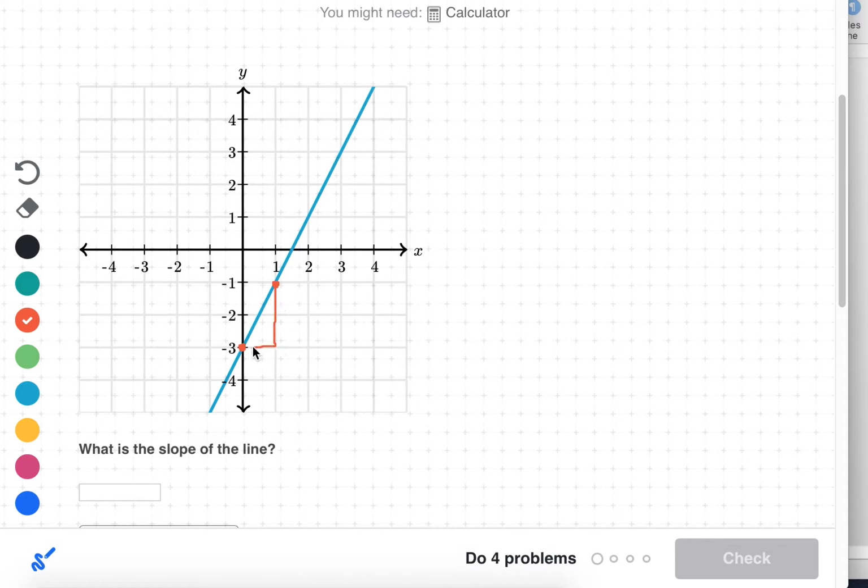Then draw a little triangle, and let's find the rise. That's going to go in the numerator. That's the vertical change, and here it's +2 for the rise. And then the run is how much it goes over left to right, and that is +1. So the slope of this line is 2/1, or just 2.